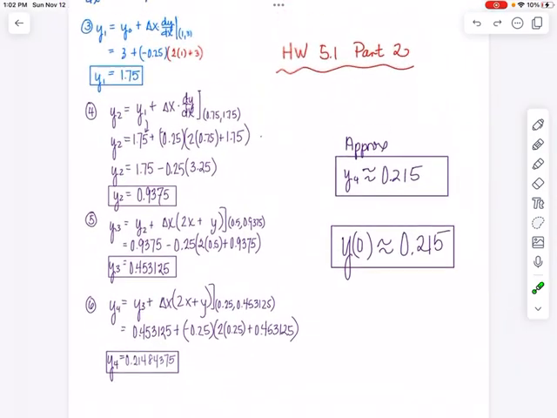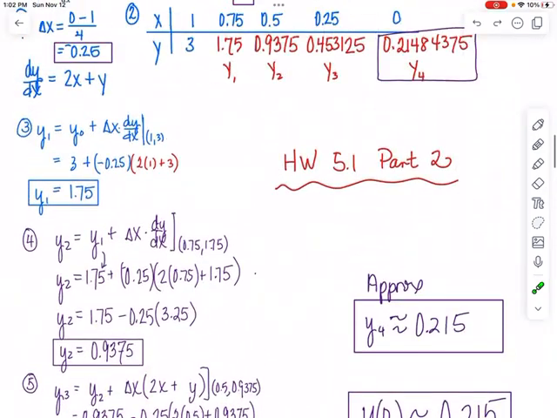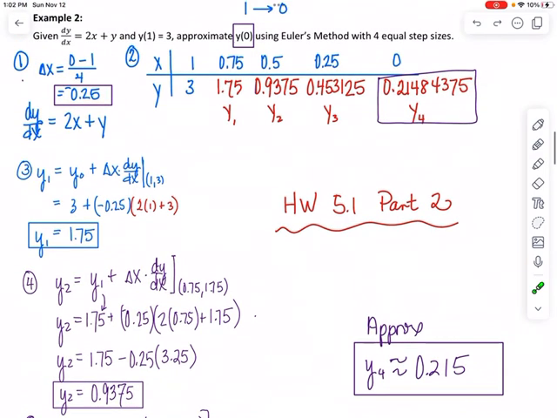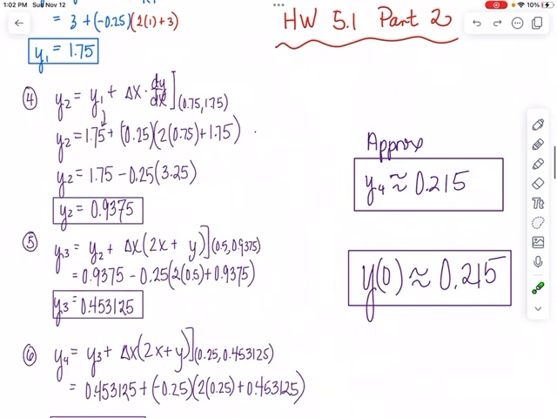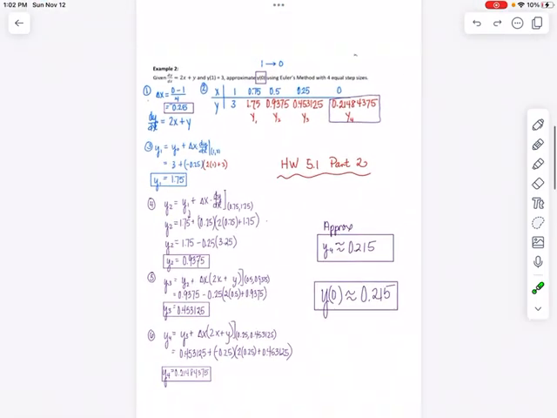And that puts you at 0 then. So at 0, the function value is 0.21484375, and we're going to approximate that at y4 is 0.215. So y of 0, because we've got to put the x value in there. Y of 0, because remember we're going backwards from 1 to 0, is approximately 0.215. And there you have it.